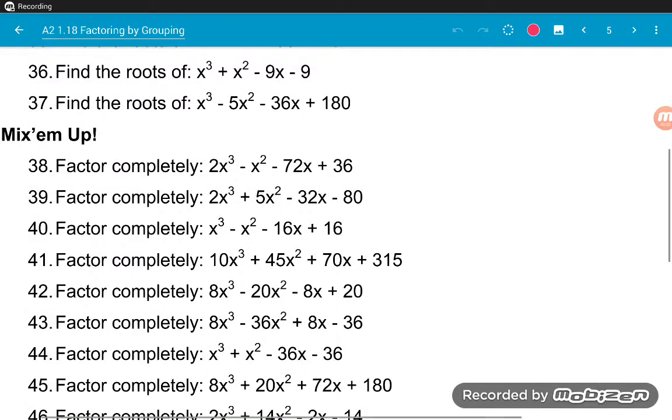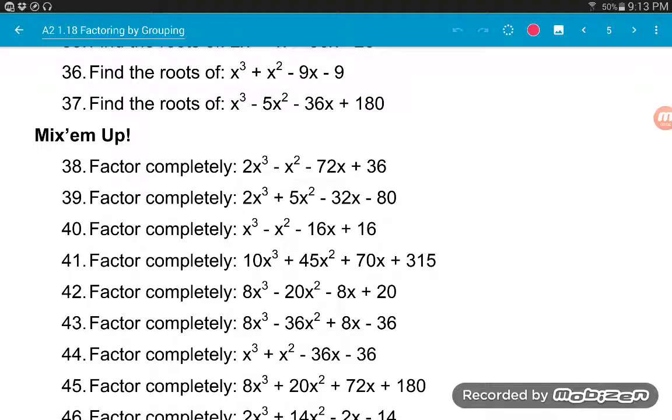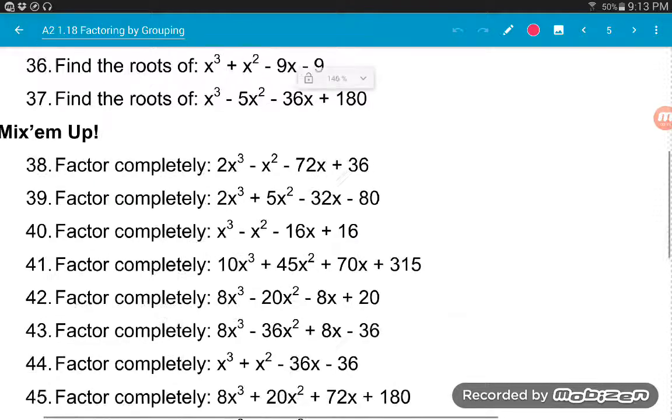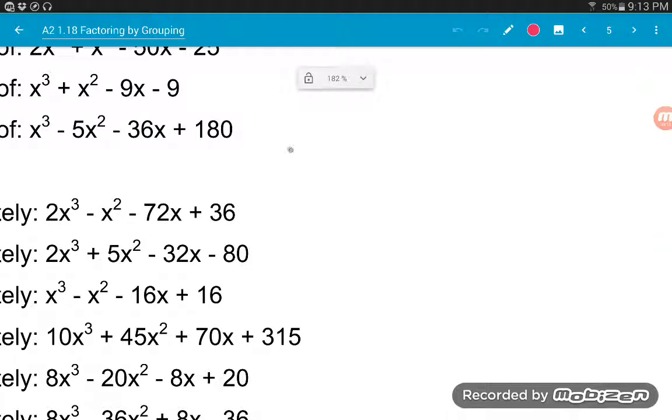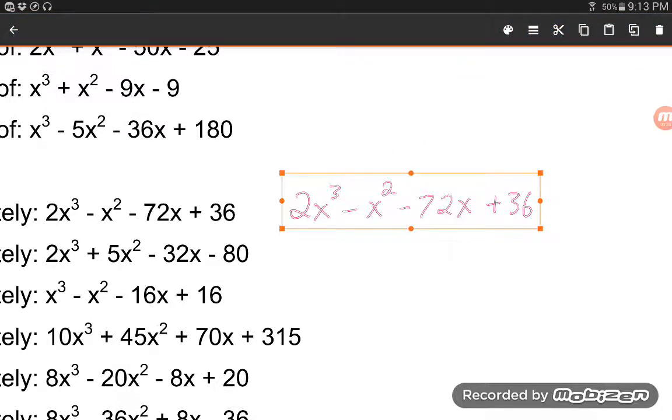Okay, so this is a video on how to do factor by grouping related to lesson 18. I'll start off with the first example from your homework tonight, which was example number 38. I'm going to move this question over to my loose leaf so I have a little bit more space to work on it and so you can see the steps. So 2x cubed minus x squared minus 72x plus 36. Okay, I'm going to take this over to my other page.